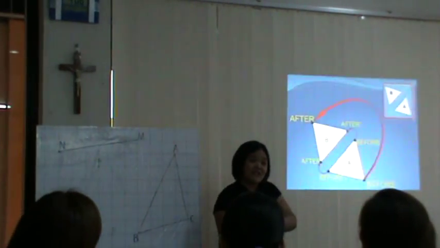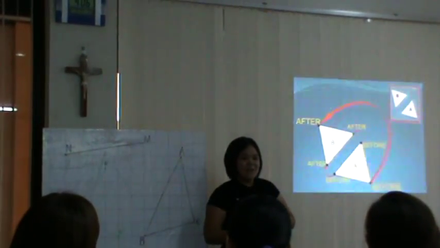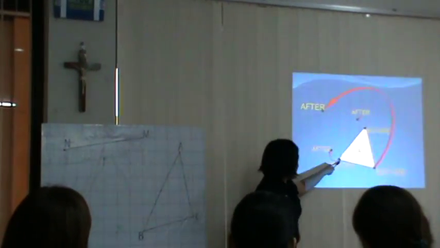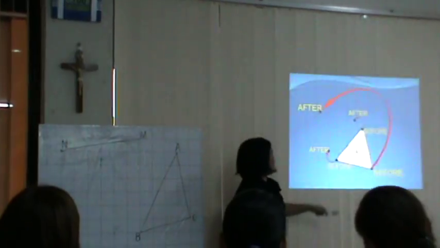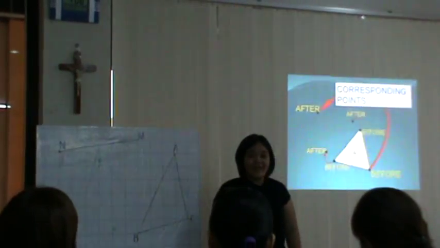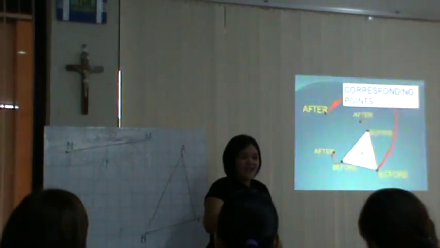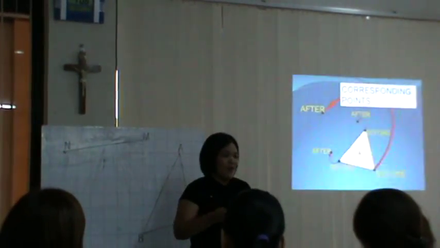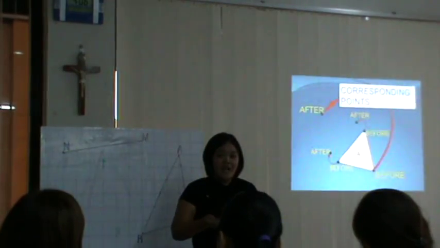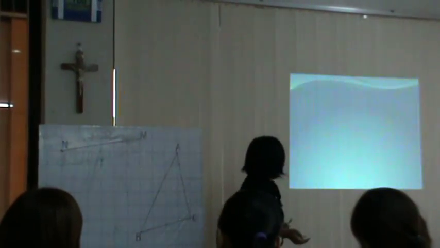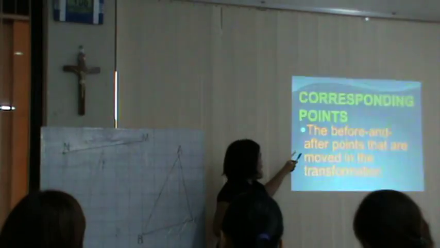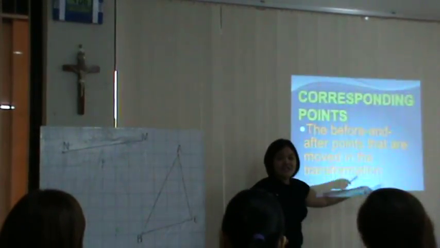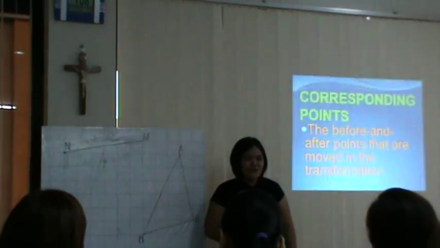Okay, you see the movement? So it looks like it flipped upside down. Right? And we call the points before and the points after the corresponding points. Okay, and these corresponding points are very important when we move a figure or any kind of shape. Okay, so again, corresponding points are the before and after points that are moved in the transformation.